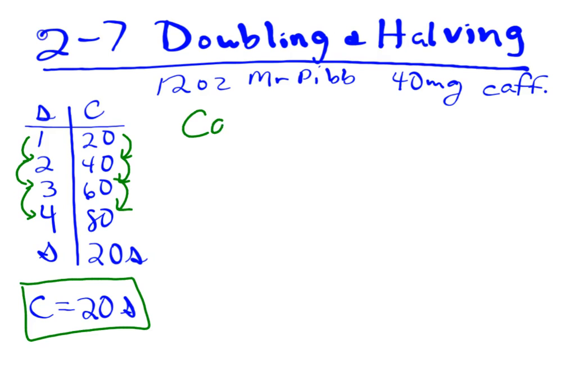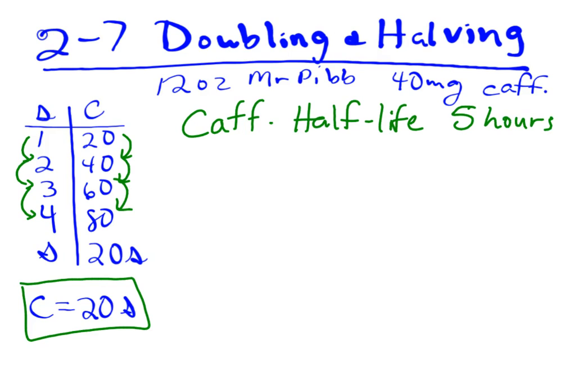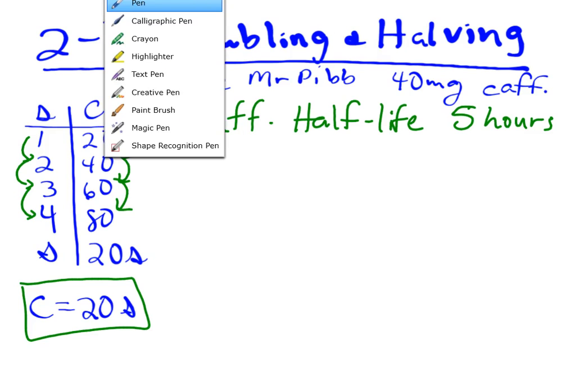Caffeine has a half-life of about 5 hours in a healthy adult. So a half-life is the amount of time it takes for half of the caffeine in your system to be gone. So that's how long it takes for half of the caffeine in your system to be gone. Let's look at what happens.